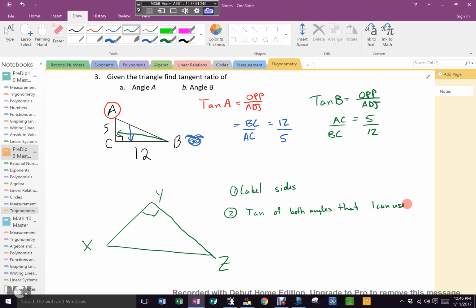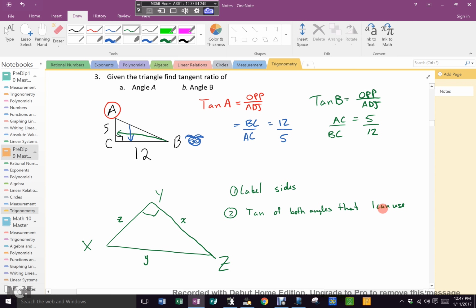Okay. So let's label first. What label would I give this along the bottom? Little y, because it's across from big Y. Good job, Vicky. What label do I give this side? Little x, because it's across from big X. So what is this side? Little z. Everybody cool? So that's labeling.